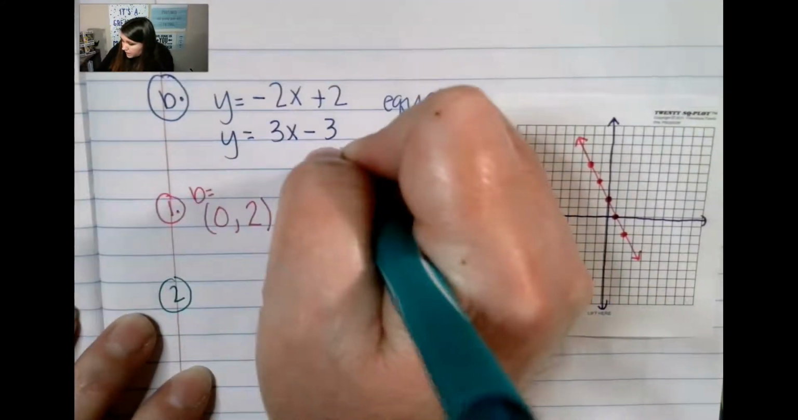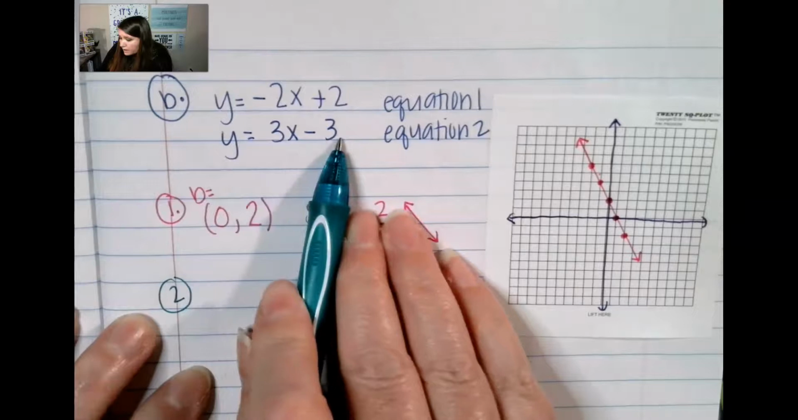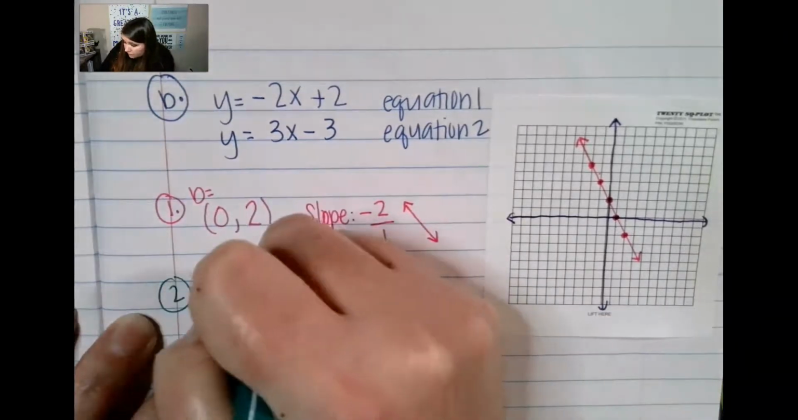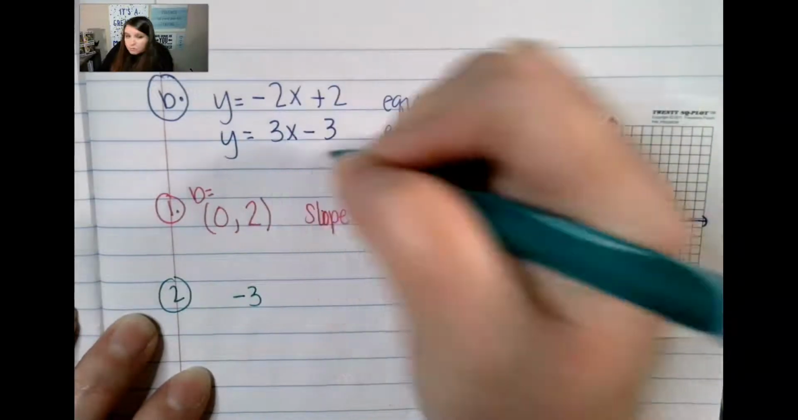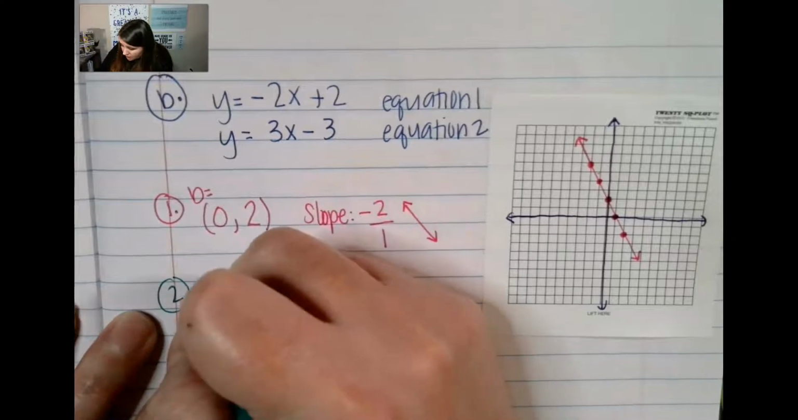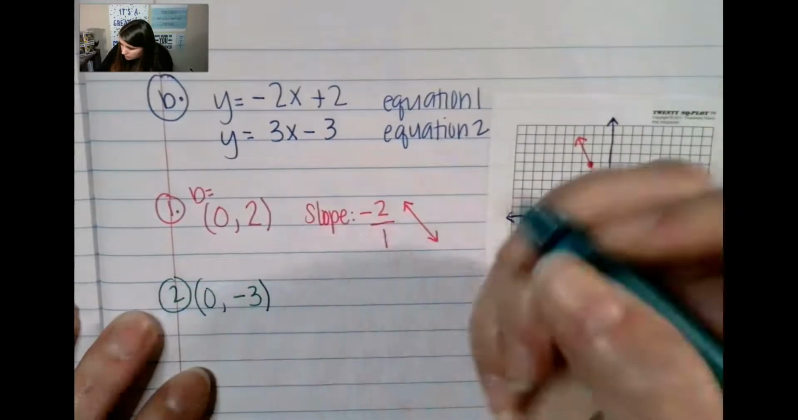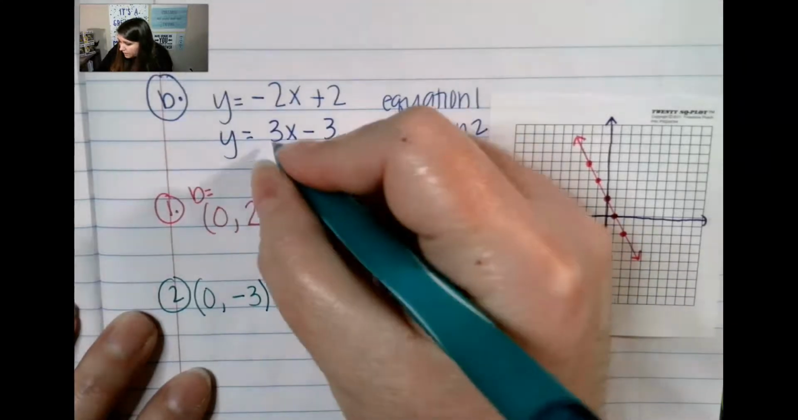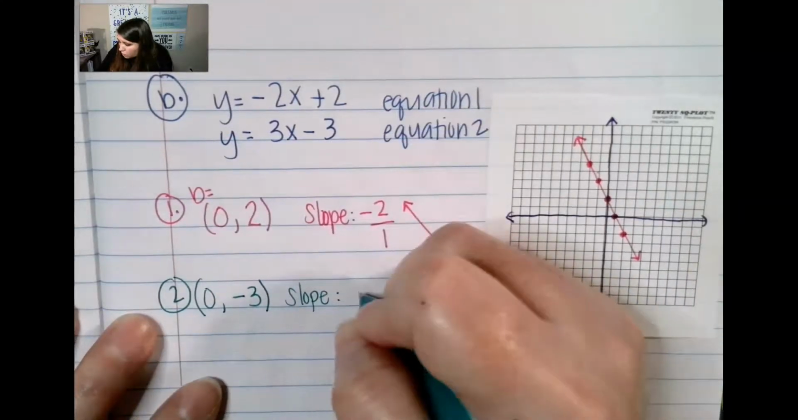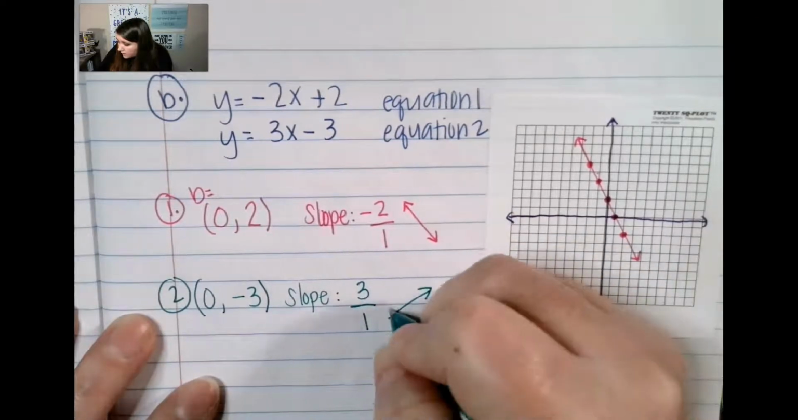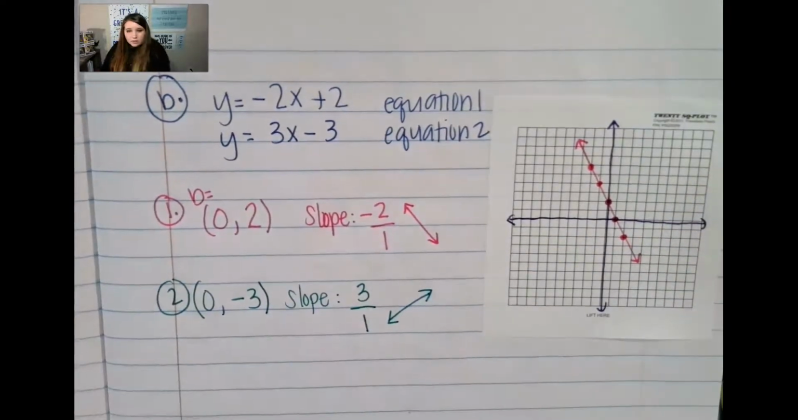Okay, let's look at equation number 2. Equation number 2 is right here. The y-intercept is at negative 3. So remember, it's at negative 3 because this should really be plus a negative 3, which means that x is 0. Our slope is 3 over 1. It's positive, so it's going to go up that direction.